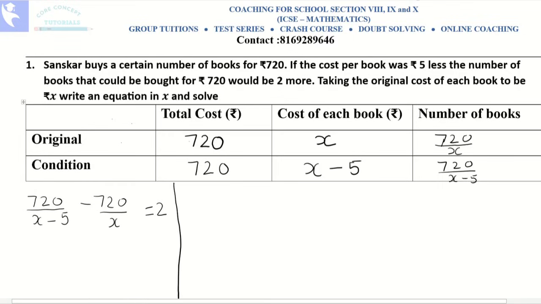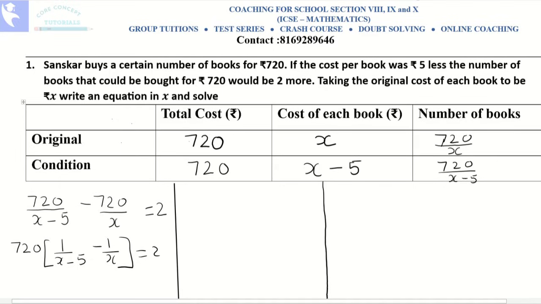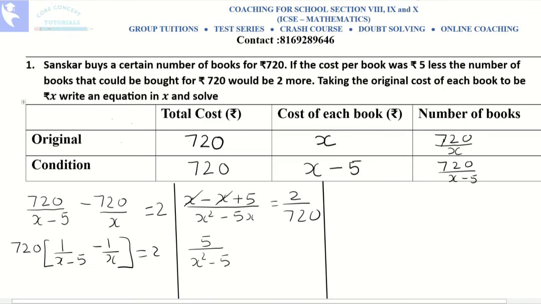So now this will help us to get the quadratic equation. There are many ways to make the calculation easy. See how I am doing the calculation. I don't work with bigger numbers, so 720 upon (1 upon x minus 5 minus 1 upon x) is equal to 2. I hope you are observing what I am doing on the screen. First we'll solve the bracket. So x minus x plus 5 upon, solving the denominator, x square minus 5x is equal to 2 upon 720. x and x get cancelled and we get 5 upon x square minus 5x is equal to 1 upon 360.